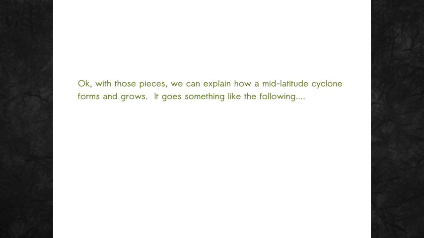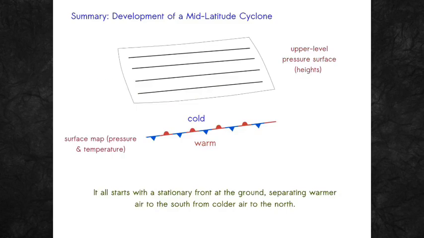And it goes something like this. I'm going to go through a series of steps here, illustrating the evolution of one of these systems. In each of these steps, I've got the same kind of figure here. I've got a perspective view of what's going on at upper levels, we could say roughly 500 millibars, maybe a little bit higher. And then I've also got what's going on down at the ground in terms of the fronts and the locations of the cold and the warm air.